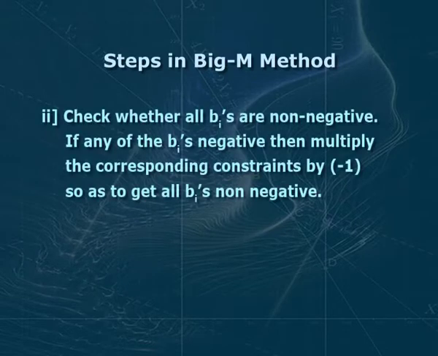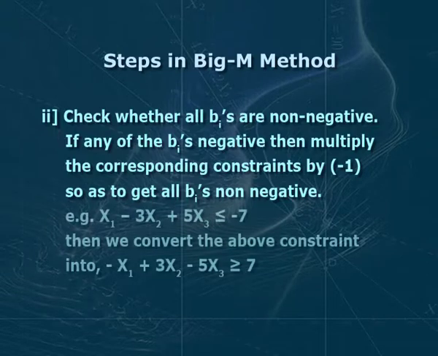Number 2. Check whether all bi's are non-negative. If any of the bi is negative, then multiply the corresponding constraint by minus 1 so as to get all bi's non-negative. As for example, x1 minus 3x2 plus 5x3 less than or equal to minus 7. Then we convert the above constraint by multiplying minus 1 on both the sides, we get minus x1 plus 3x2 minus 5x3 greater than or equal to 7.